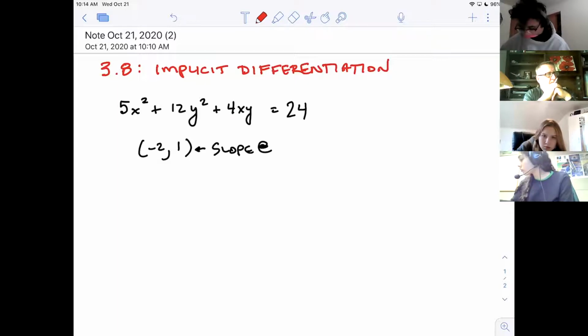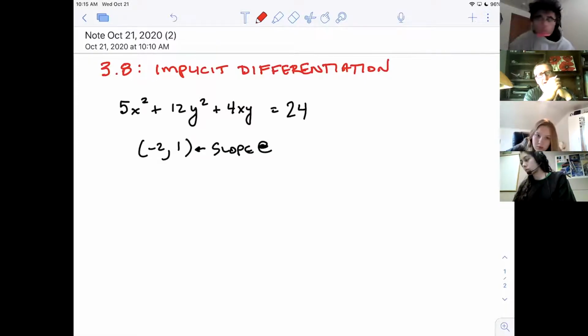Would the slope be 1? So Caesar weighs in, thinks the slope is 1. I'll give everybody else time to see if they agree with that. If you agree with that, say so. Or if you say I got 9 or whatever, say it, and we'll do it together in a second.